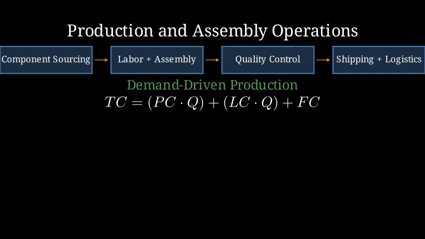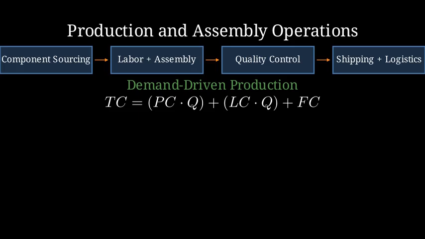Here, PC is the part cost per unit. LC is the labor cost per unit. Q is the number of items produced. And FC is the fixed cost, such as rent, machines, or the factory building itself. Notice that part cost and labor cost scale with quantity, while fixed cost is constant for the time period.